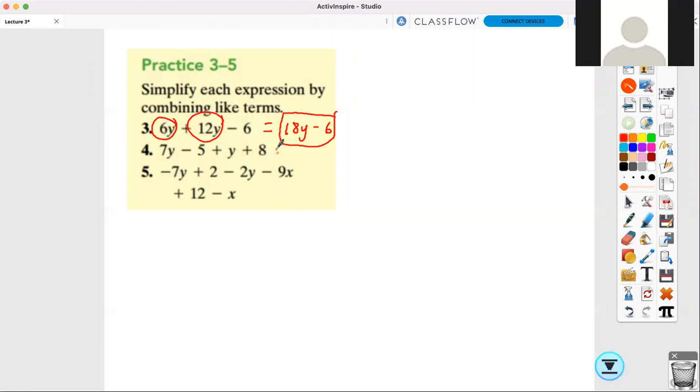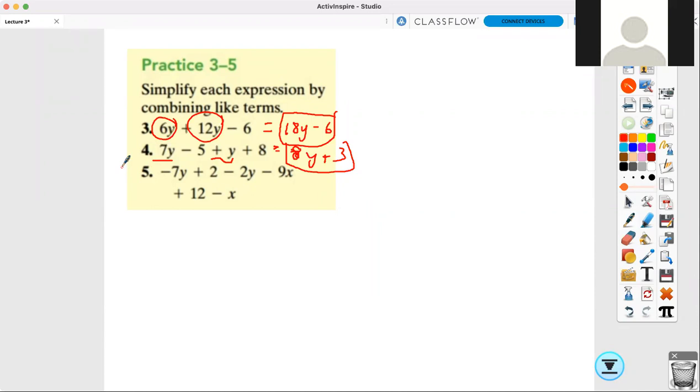Now for the second one, someone put 8y plus 3. Does anyone disagree with this one? I got 6y plus 3. You got 6y? So let's look at the y. Is that positive or negative? Positive. Look at the other y. Is that positive or negative? Positive. So would you add them or subtract them if they're both positive? Add them. And then you should get the 8y.